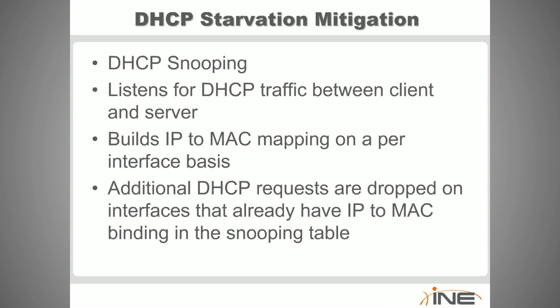Now the switch knows two things. It knows where the client is located. It knows where the server is located. It takes the source MAC address that came from the client. It takes the IP address from the binding, or actually the offer from the server, and it builds a mapping table. We call this the DHCP snooping binding database. Basically, it's an association of the client MAC address to the IP address that the server offered.